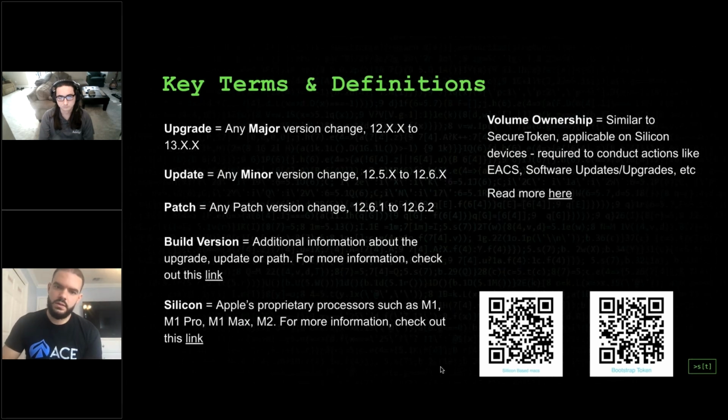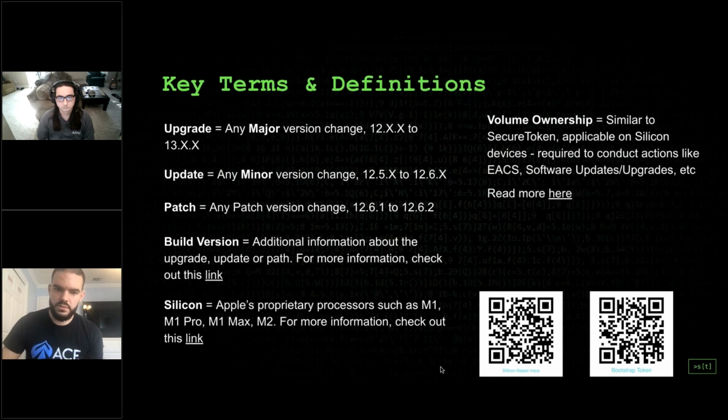On the update side, it's a minor version change. So anything on that second decimal point, that's going to be an update. So you're keeping the same major macOS version, but you're moving up an update. And then a patch is just usually like a security patch. Those happen at the tail end. It's that third decimal point. So if we see in this example 12.6.1 moving over to 12.6.2, that's a patch.